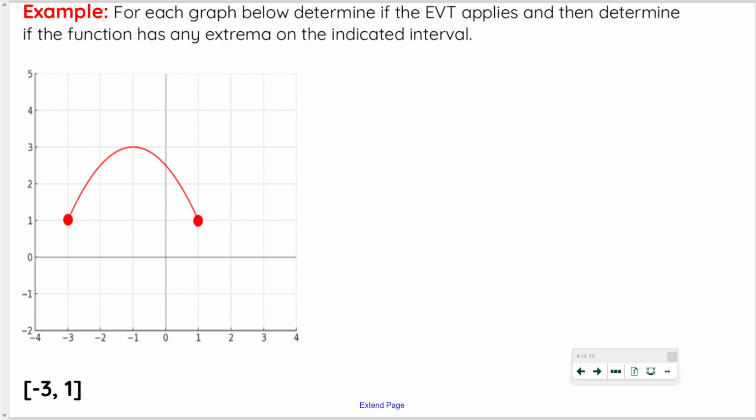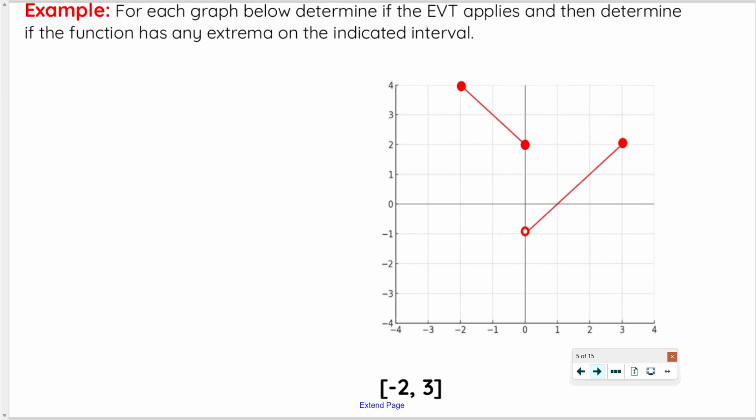Let's look at an example. Right here we have a graph. I want to see if the extreme value theorem applies, and if it does, we're going to look at some of the function's extrema. If you look at this between -3 and 1, it is a continuous function. That is the key. It's continuous, so I can apply the extreme value theorem. I'm guaranteed at least one max and at least one min. Well, if you look over here, I have a minimum value, I have another minimum value, and up here I also have a max value. So those are all my extrema on that interval.